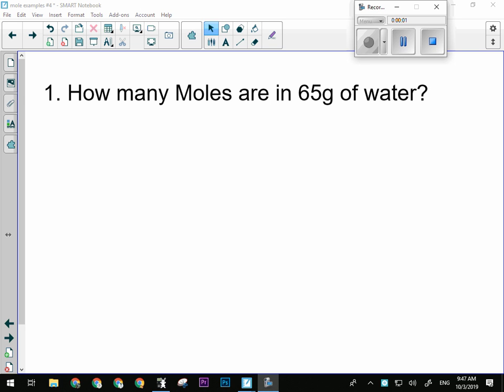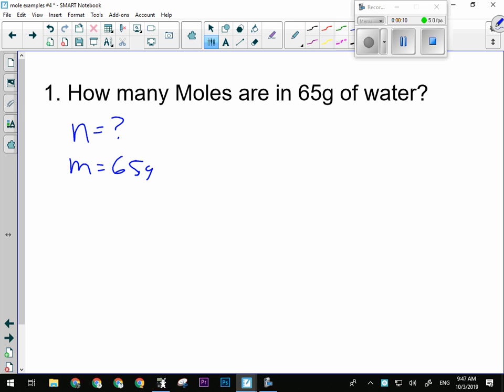Okay, just in the interest of making sure we get through all 4 examples today, guys. Okay, looking for how many moles. So looking for n in 65 grams of water.